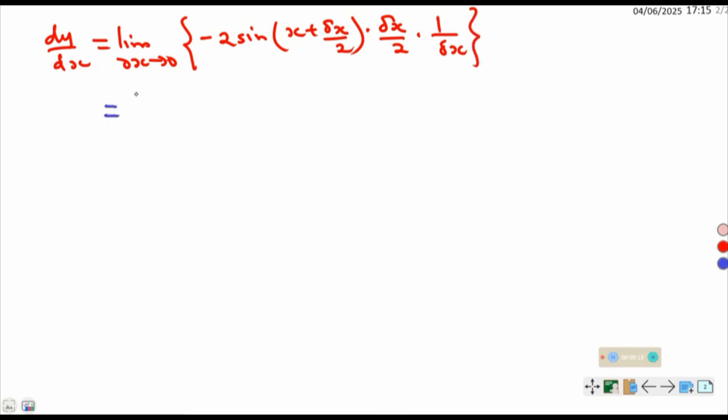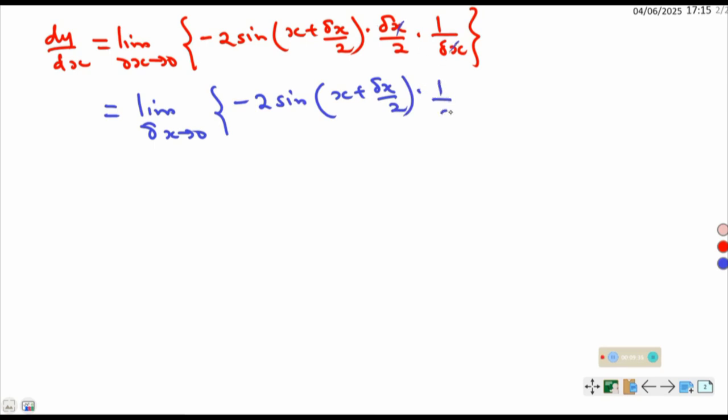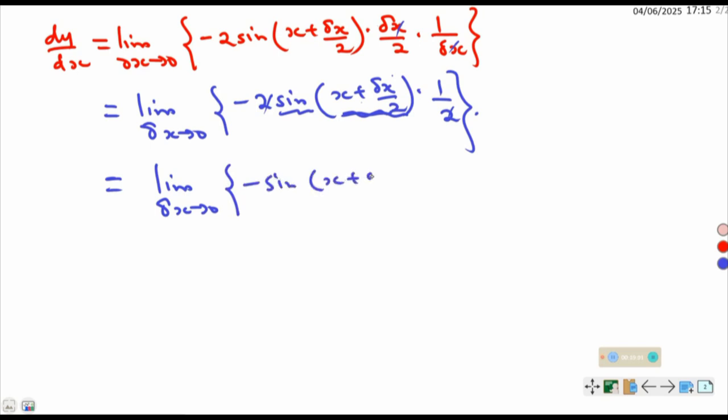So from here we shall say limit as delta x tends to 0 of minus 2 sine of (x plus delta x) upon 2. This and this will cancel, and you will remain with 1 upon 2. So don't multiply this with this half. This is an angle of sine, so this one is outside, and it does not affect this angle here. So this 2 and this one will reduce, and we shall have the limit as delta x tends to 0 of minus sine of (x plus delta x upon 2). So this is what we are remaining with.